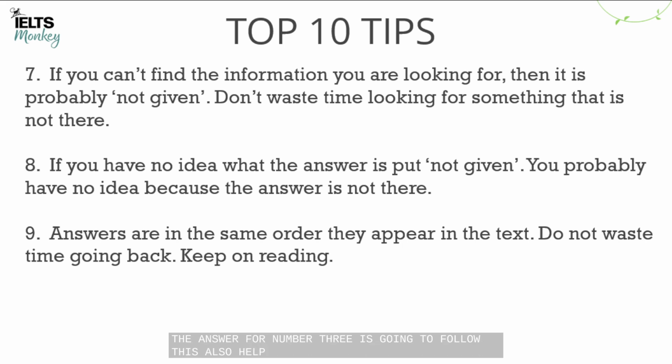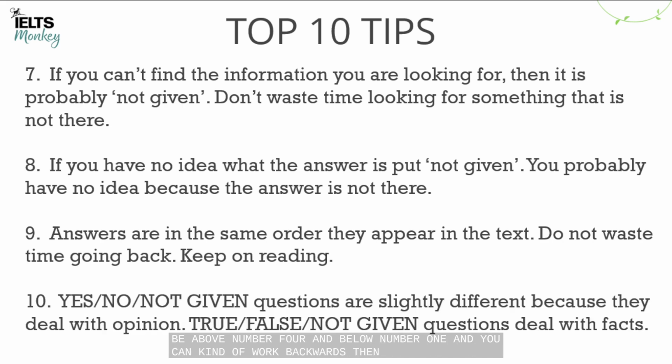This also helps if you skip an answer. Let's say you find the answer for number one and then you find the answer for number four. Okay, well then you know that answers 2 and 3 are going to be above number 4 and below number 1, and you can kind of work backwards then. Okay, and then yes, no, and not given. These are slightly different because they deal with opinion. It's not really a top tip here, but just something to keep in mind.